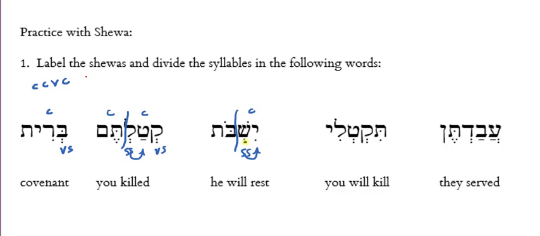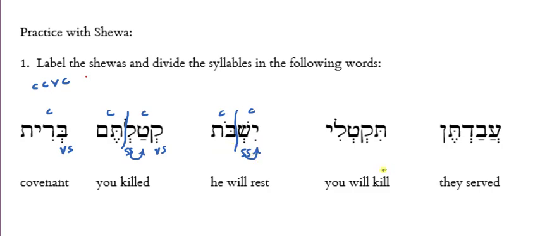Yish, no sound, silent. Yish. And then bet, holam, tav. Consonant, vowel, consonant. That's closed as well. I cannot divide that any further because I've only got one vowel over here, not two. So don't split that. So yish boat. He will rest. Yish boat.